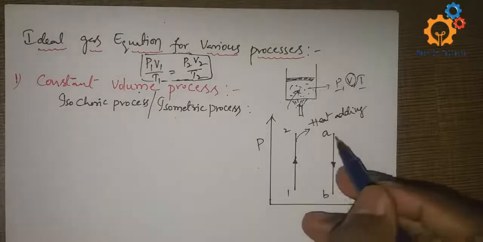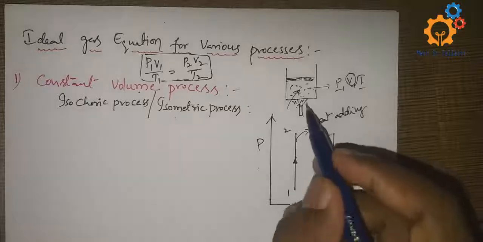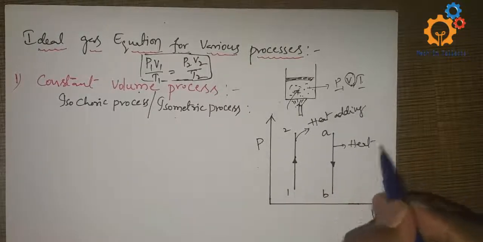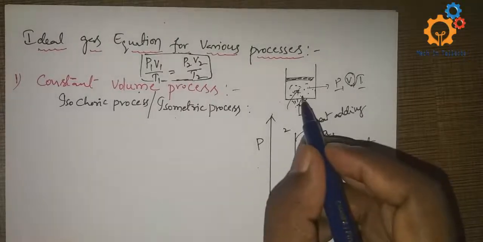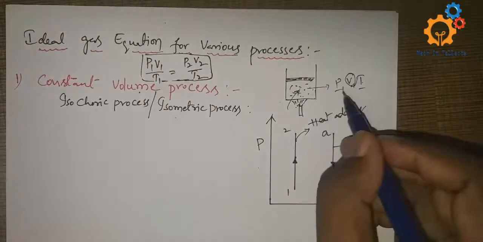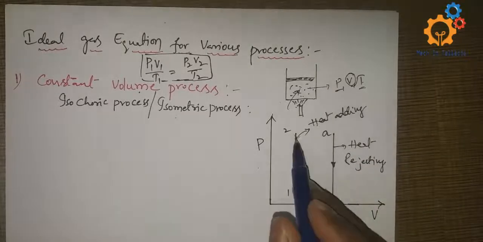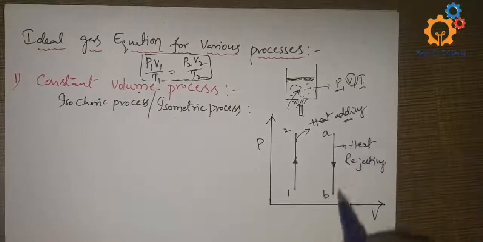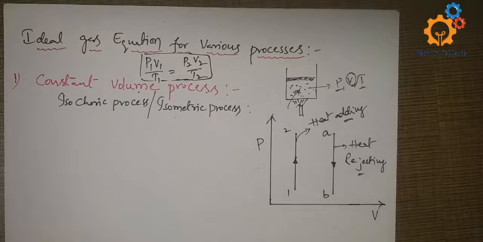Pressure and temperature may decrease, but that is not when heat is added, but when heat is rejected from the system. If you reject heat from the system, then obviously pressure and temperature are going to decrease. Pressure increasing means heat is added to the system, and pressure decreasing at constant volume means heat is rejected.